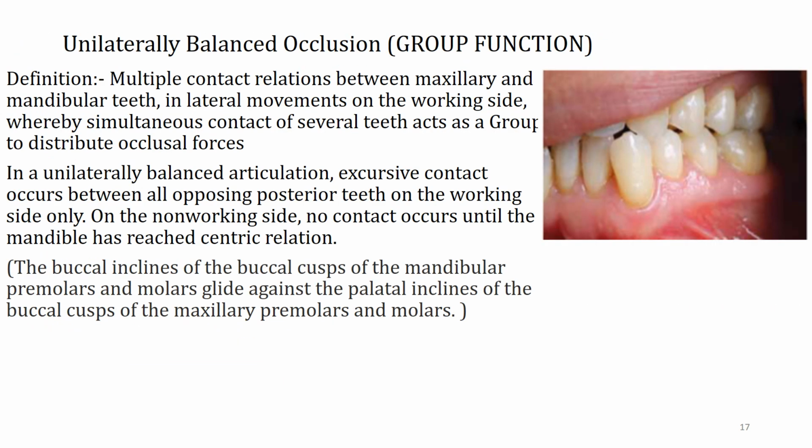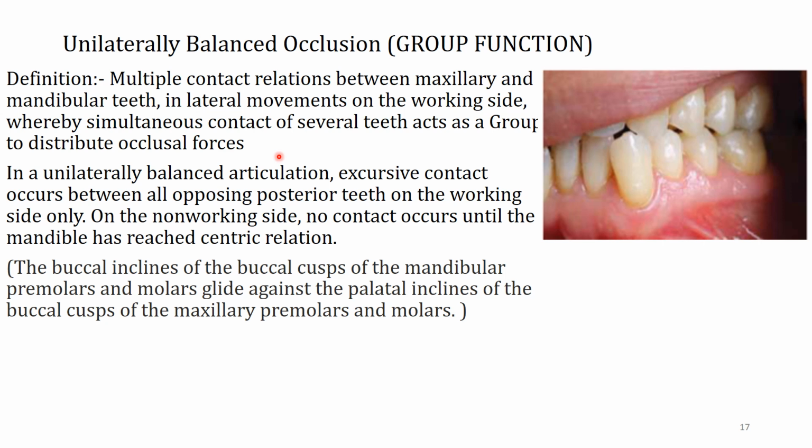Coming to the unilateral balanced occlusion, that is also known as the group function. Here the exclusive contact, moving away from the MIP position, occurs on the working side. So the definition says multiple contact relations between maxillary and mandibular teeth in lateral movements on the working side, whereas simultaneous contact on several teeth act as a group to distribute occlusal forces. So when a group of teeth function together, it is known as a group function.